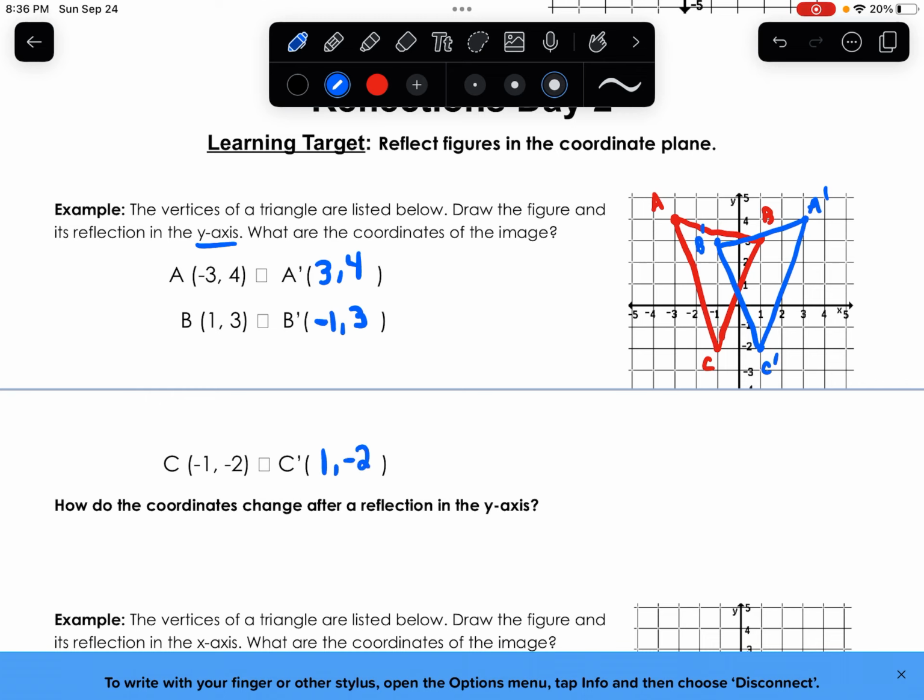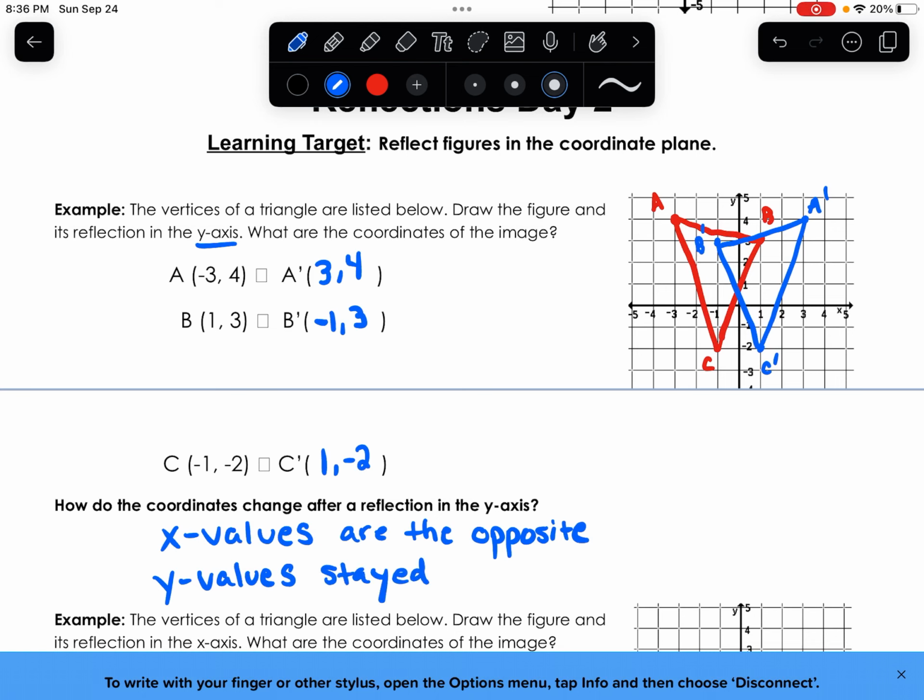So if you're comparing the coordinates from the original, from the pre-image to the image, what happened is the x values are the opposite. And the y values stayed the same. So if we were thinking about that as a rule, xy became the opposite of x and then y.